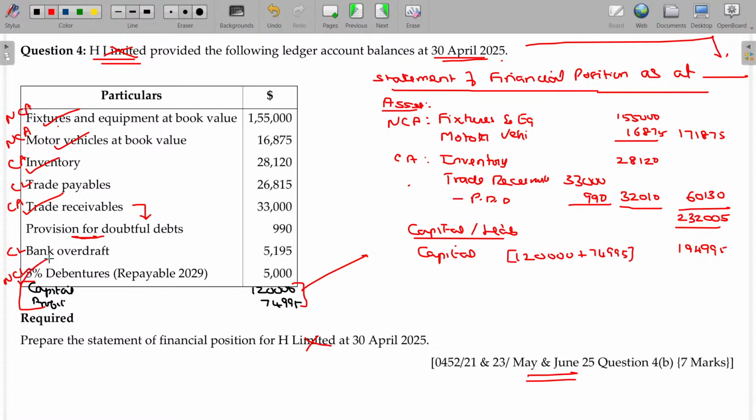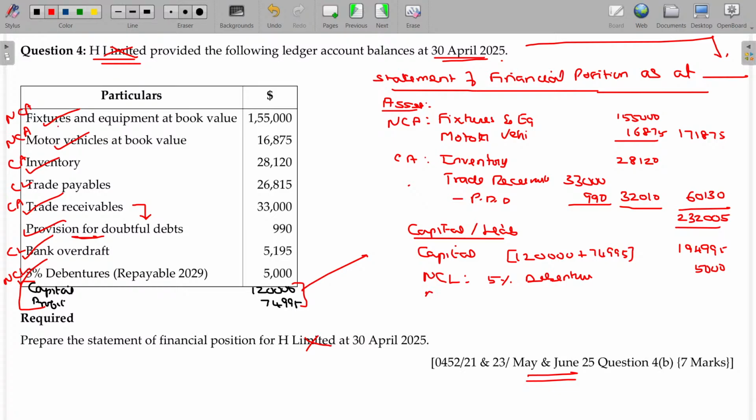And we have the non-current liabilities. 5% debentures repayable by 2029 means more than 12 months, more than 1 year, so it is non-current liabilities. 5% debentures. If the debenture payable within 12 months, then it will fall under current liabilities. So this value being 5,000. And we have the bank overdraft should also be posted.